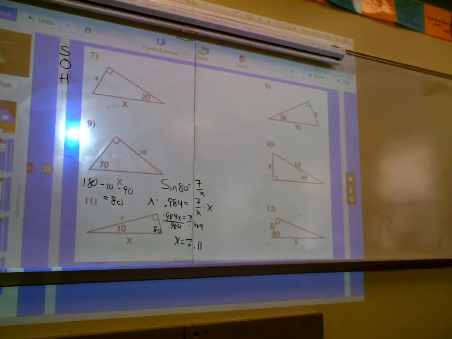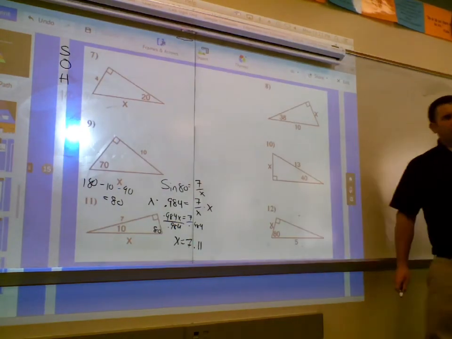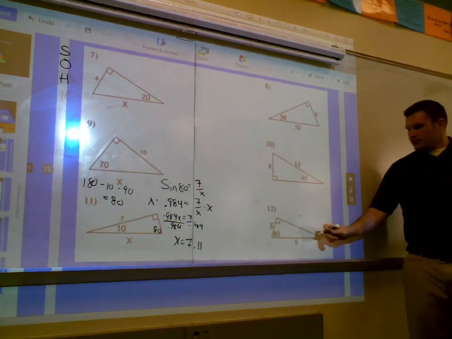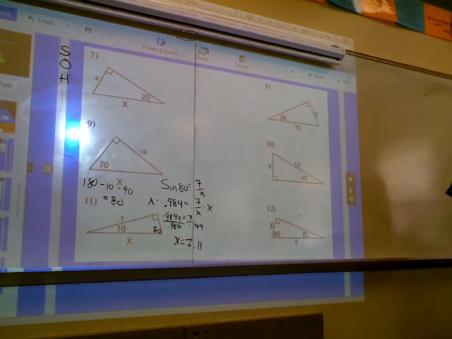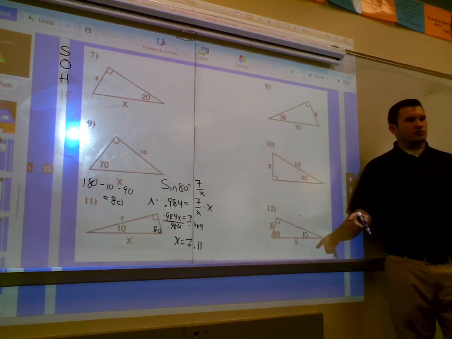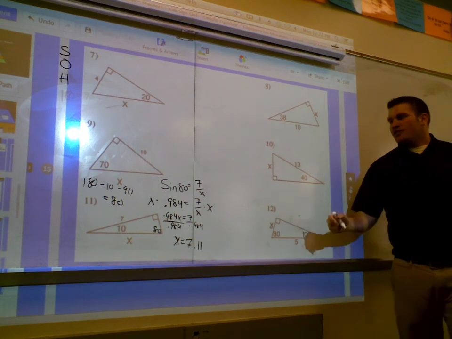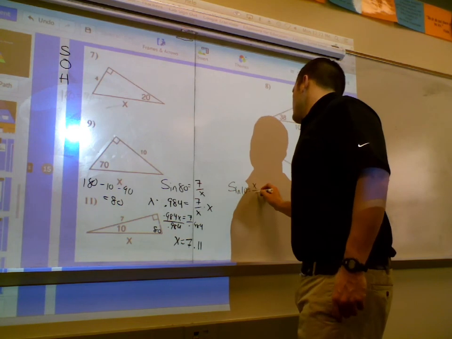Any questions? Okay. On the other one, can I use this 80 or should I use a different angle? What angle is that? 10. So then we know that sine of 10 equals x over 5, right?